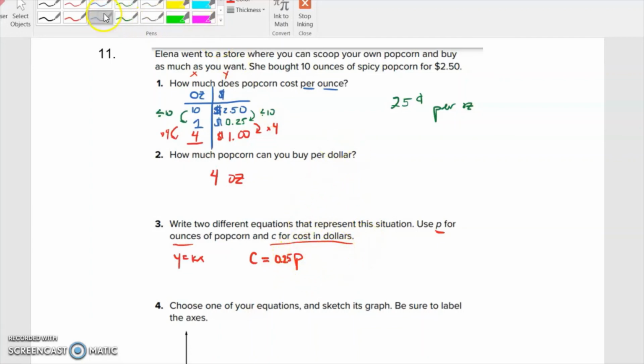Now, if I were to rewrite that, remember, if I change the P and the C around, I need to make this its reciprocal. Remember, 0.25 or 25 cents is the same fraction as 1/4. And when I make this its reciprocal, change the numerator and the denominator, it becomes 4/1, which is the same thing as 4. So you could also say, if you take 4 times the cost, you could find how many ounces of popcorn you could get. So both of those 2 equations would work.